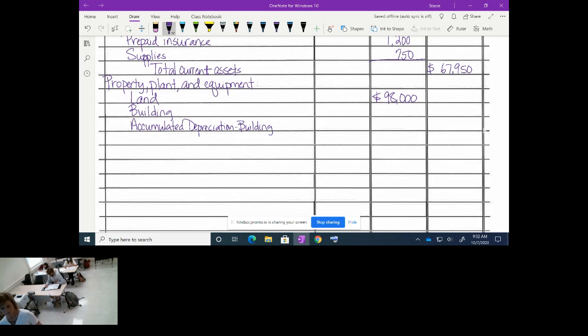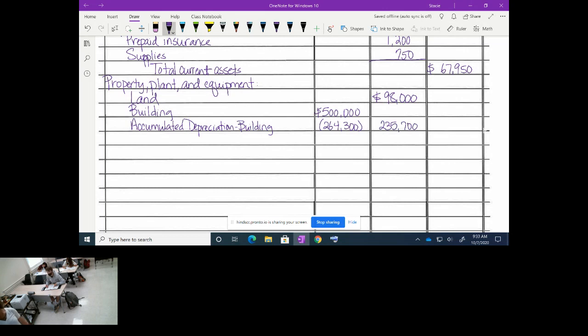All right, so our building is 500,000. Our accumulated depreciation building is 264,300. So on the same line here, you'll put the net of the two. What's the net of these two? Meaning subtract one from the other and what we have left. 235,700.